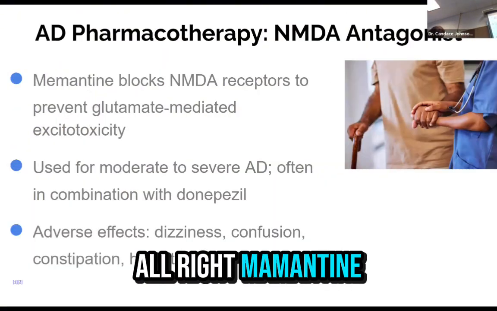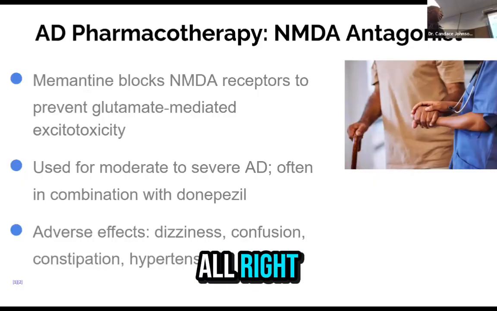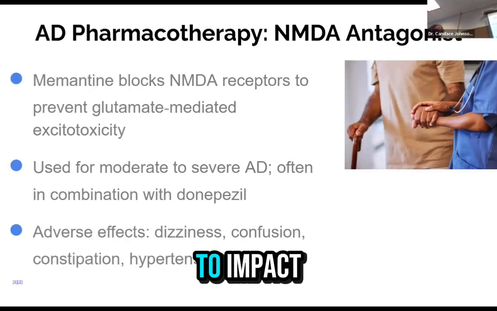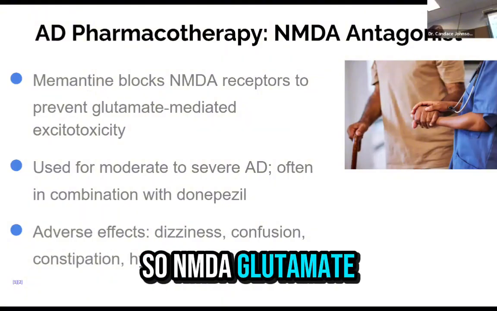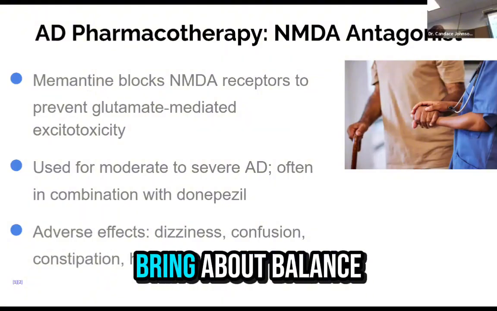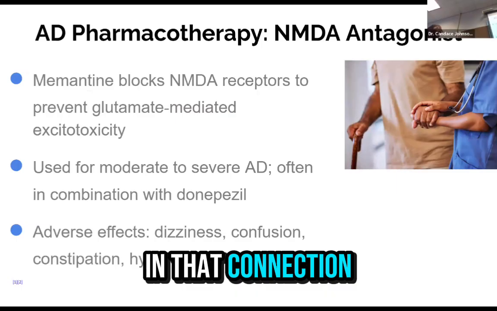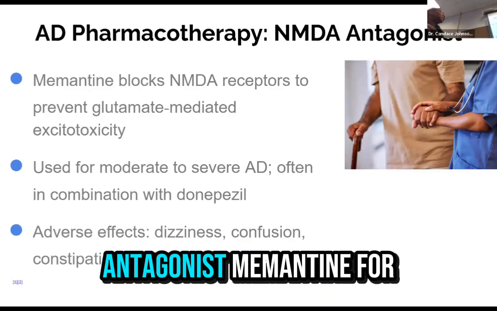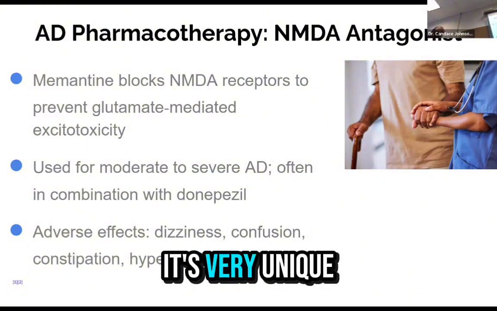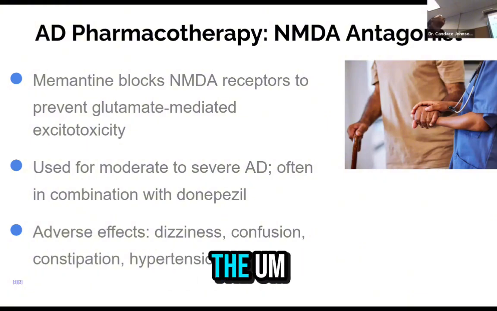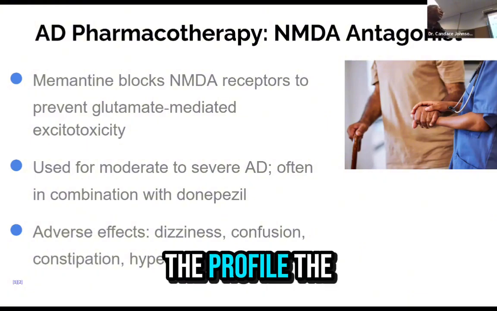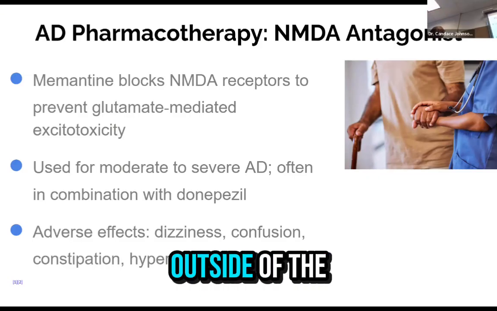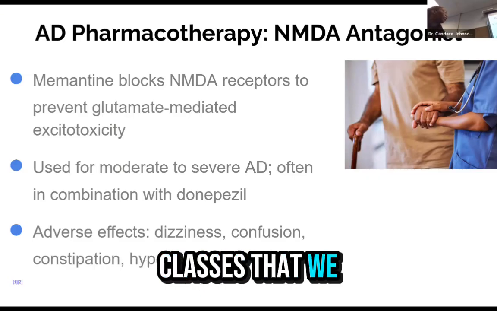All right, memantine. So glutamate-mediated excitotoxicity is what we're trying to impact. So NMDA, glutamate, we're trying to bring about balance in that connection. All right. So we take the NMDA antagonist, memantine, for that. It's very unique in terms of the profile, the pharmacokinetics for it. So it stands out as its own drug class outside of the other 2 drug classes that we already mentioned.